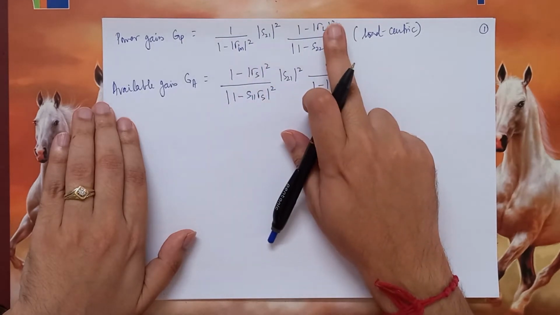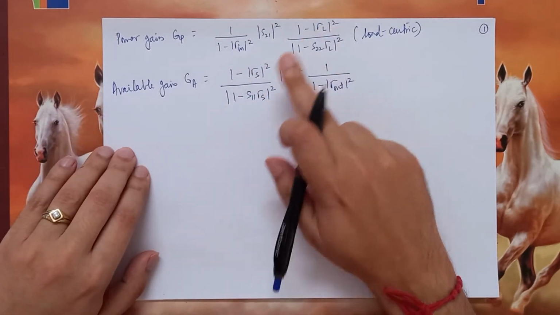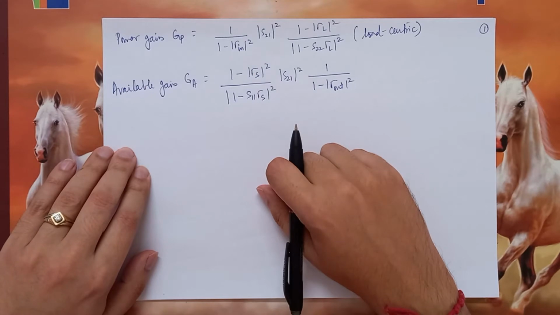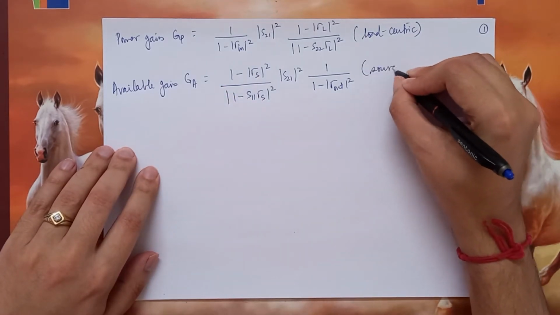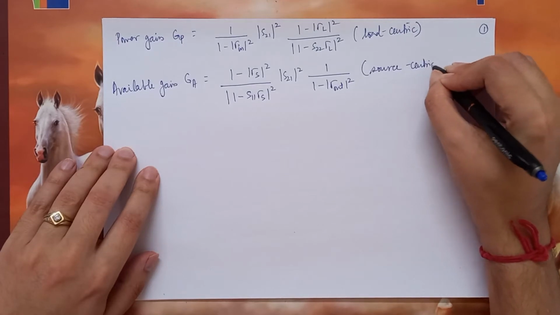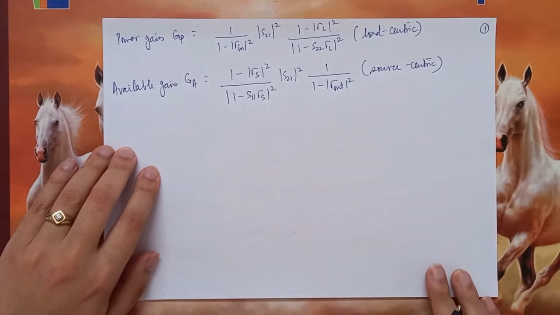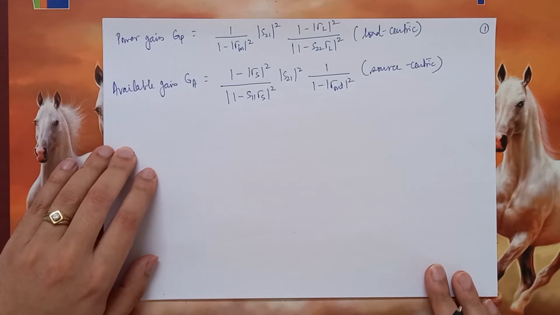Just like how load impedance plays an important role in power gain, the source impedance plays a very important role in the available gain. So therefore, this is a source centric gain. And this kind of expression is used for low noise amplifiers, where the input side is more important to design than the output.